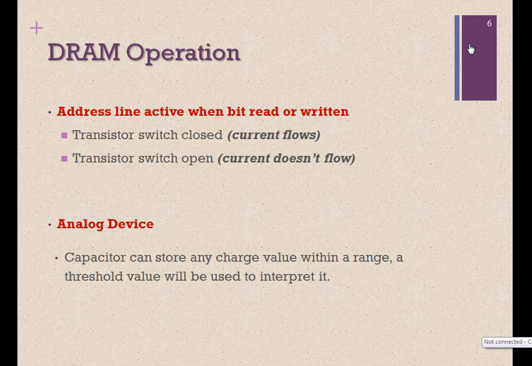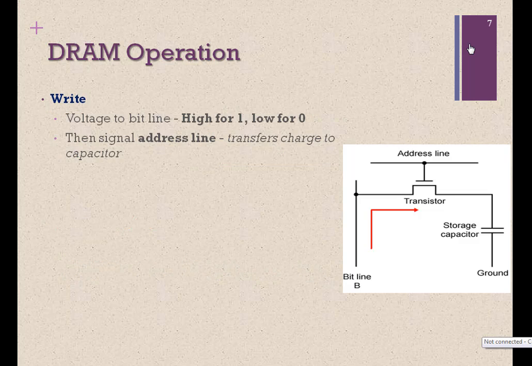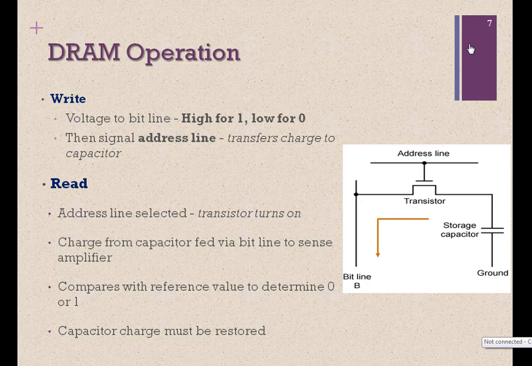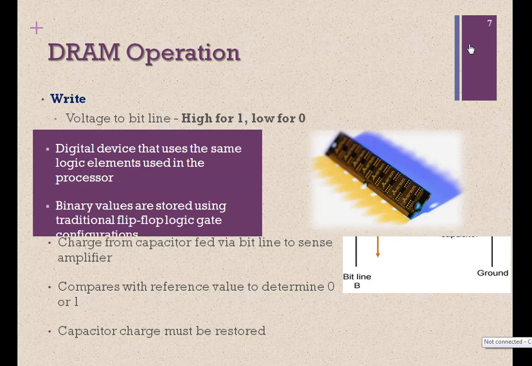Analog devices: a capacitor can store charge within a threshold range, so the value will be used to interpret it. DRAM, for writing, applies voltage to the bit line, like bit 0 or 1, so high for 1 and low for 0. For reading, the address line will be selected, the transistor will be on, and charge will flow from the capacitor through the bit line to the sense amplifier. Then it will compare the value, determine 1 or 0, and the capacitor charge will be restored.